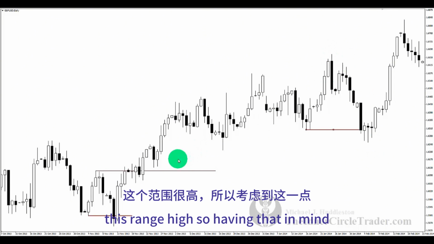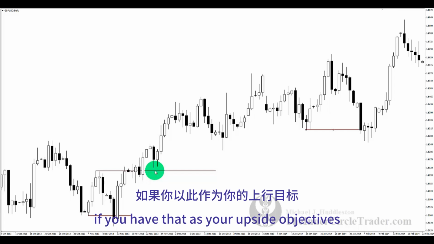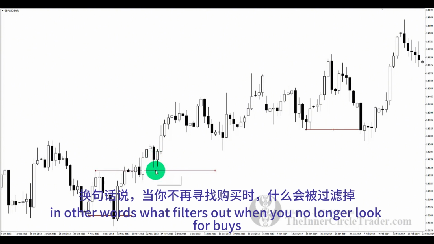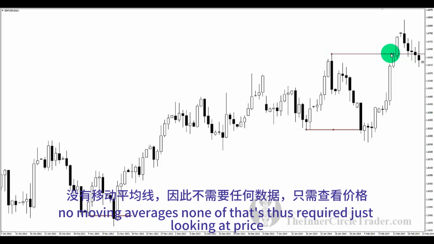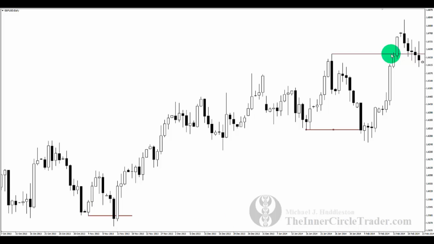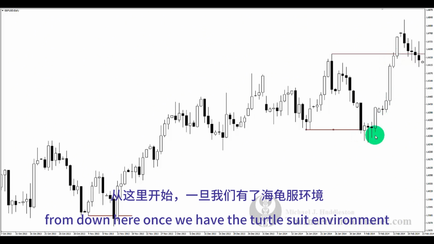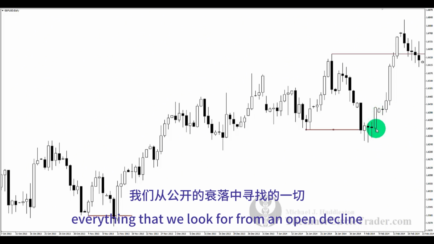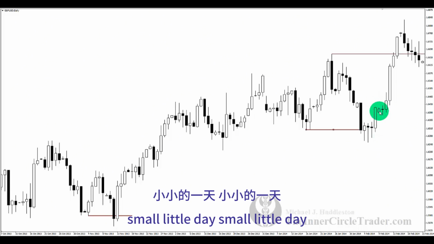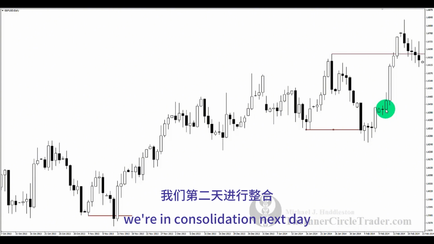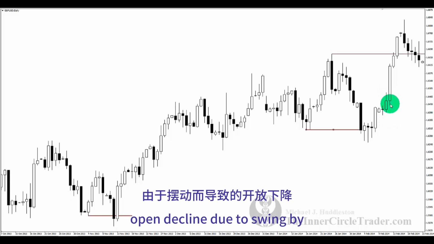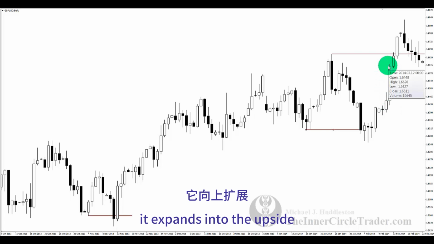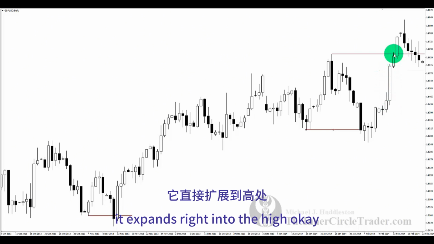This range high. So having that in mind, if you have that as your upside objectives, in other words, what filters out when you no longer look for buys, just using price alone, no moving averages, none of that stuff's required, just looking at price. From down here, once we have that turtle soup environment, everything that we look for from an open, decline, rally, up, close, small little day, we're in consolidation. Next day, open, rally, I'm sorry, decline rather, and then rally, up, close, open, decline, Judas swing, buy it, expands into the upside. Very next day, open, decline, buy it, expands right into the high.